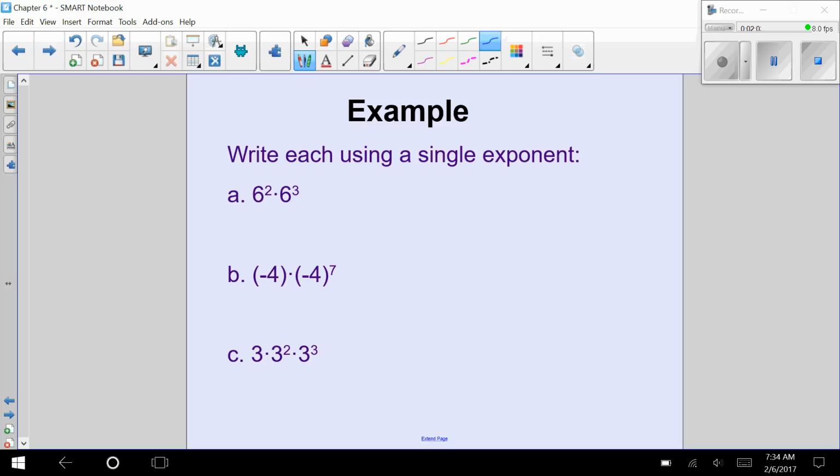All right, for this first one, we have a base of 6, exponents of 2 and 3. I add those and get 5, 6 to the 5th power. For b, my base is negative 4. Notice that I don't have a power here, so it is a 1. 1 plus 7 makes 8. Remember, if there's no power, it is an invisible 1. So for letter C, it's got a 3 as its base. I've got a 1, a 2, and a 3, which makes it 3 to the 6th power.